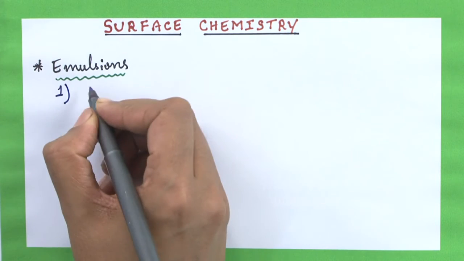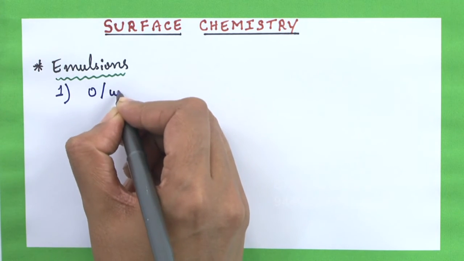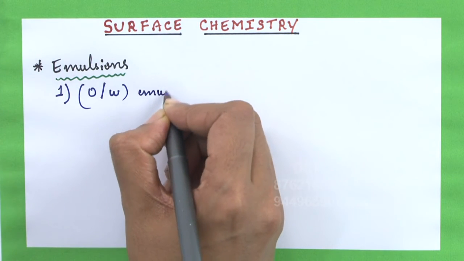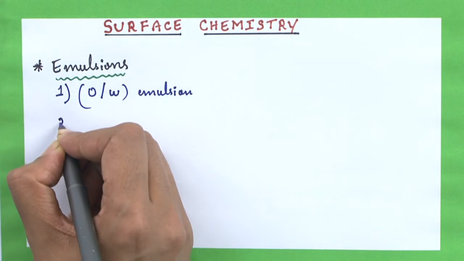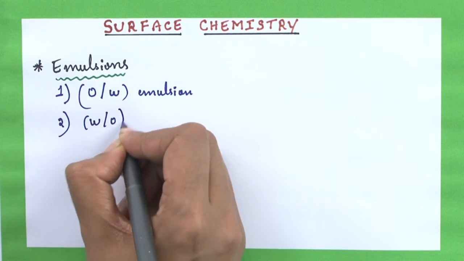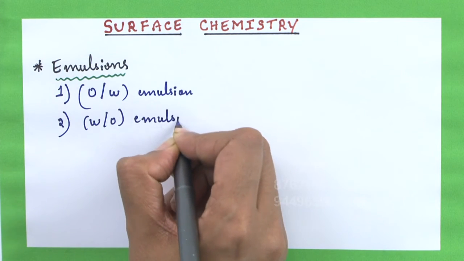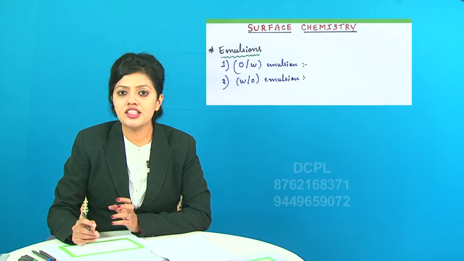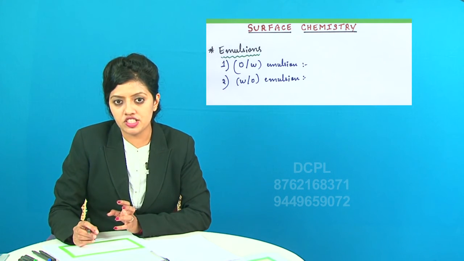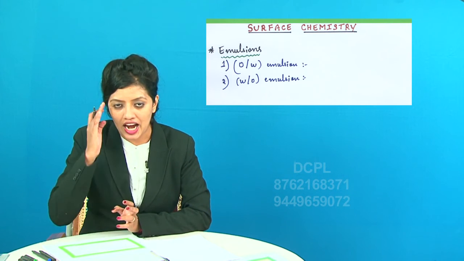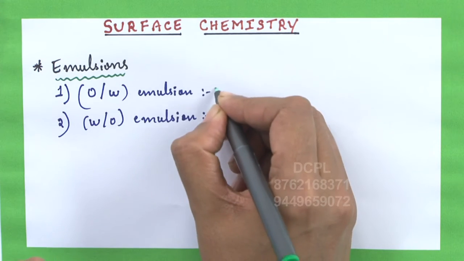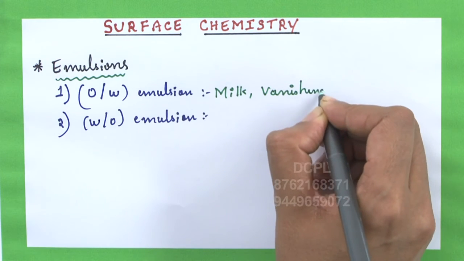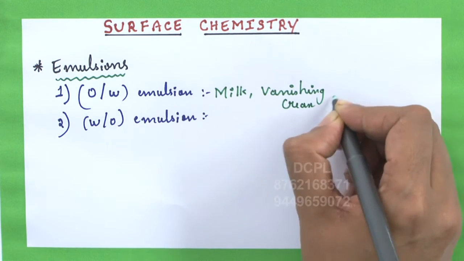First one, oil in water type emulsion, which is given as O/W type emulsion. Another one is water in oil emulsion. The best examples of oil in water type emulsion are milk, vanishing cream and hair cream and so on.